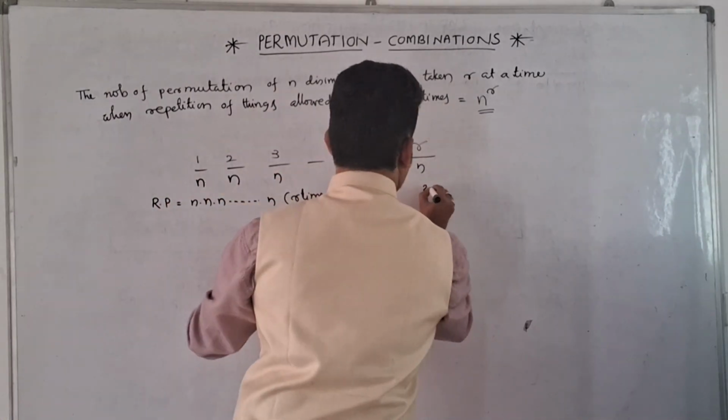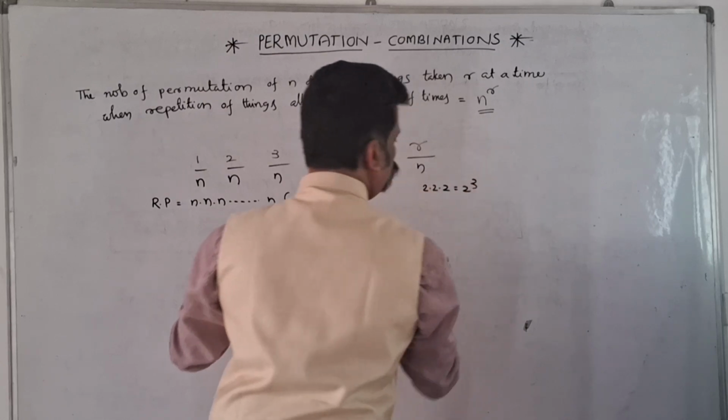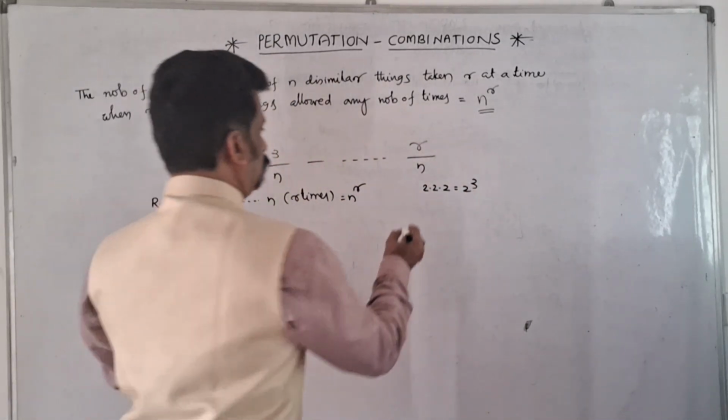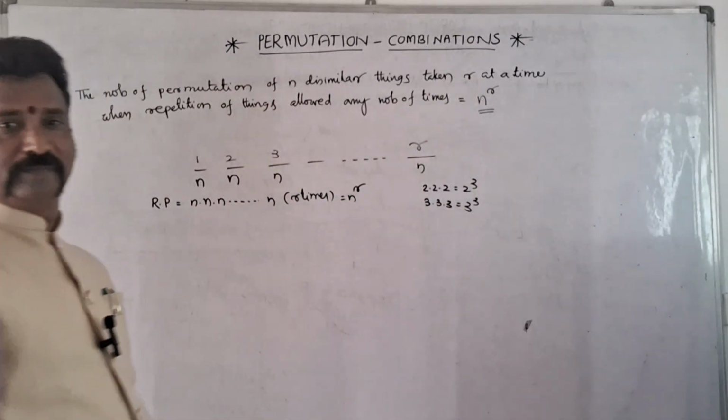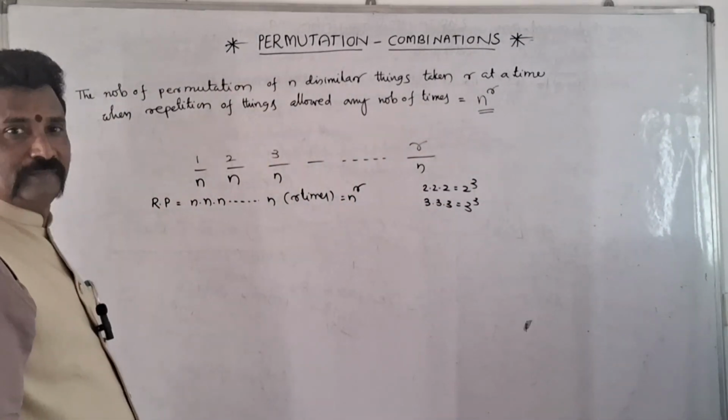Why? Because, for example, 2 into 2 into 2 is 2 cube. 3 into 3 into 3 is 3 cube. Just like that, n power r.